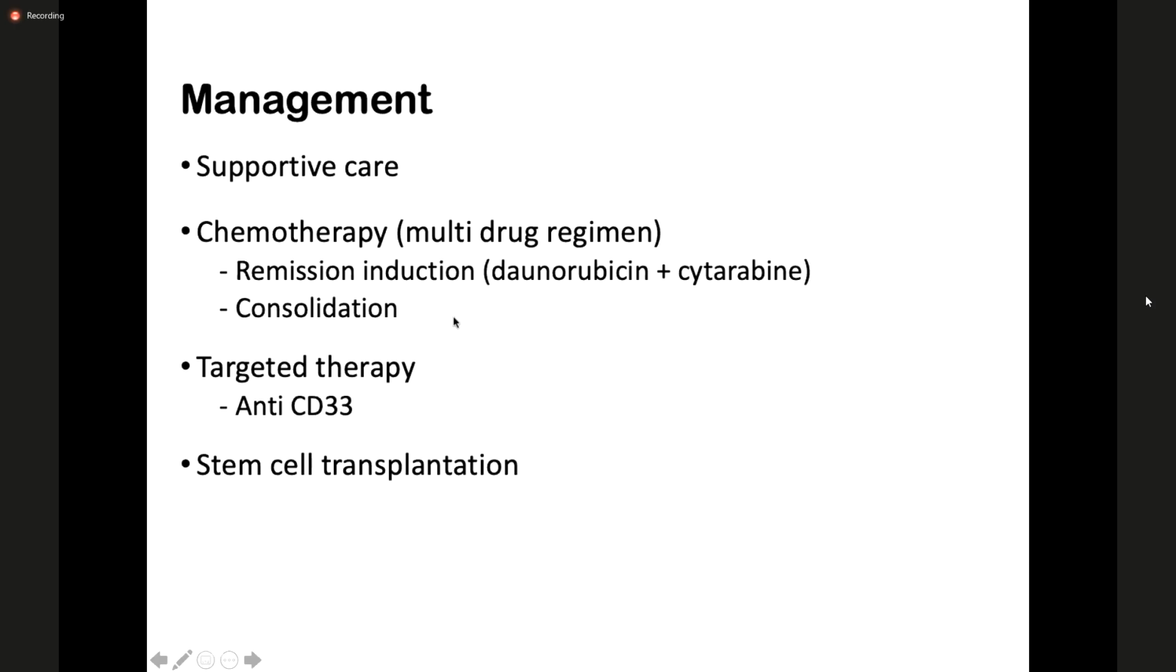And there is some targeted therapy as well, as I have mentioned. The immunophenotyping is very helpful in order to identify the abnormal cell and which antigens it expresses. So we can target the therapy to that particular antigen and kill the abnormal cell. That is what is meant by targeted therapy. And lastly, in order to cure the disease, we have to go for stem cell transplantation.